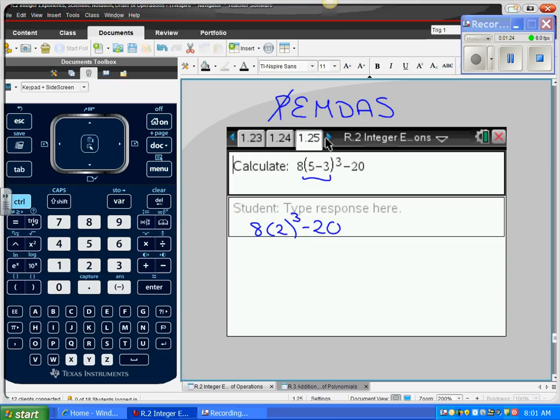Okay, so that takes care of my parentheses. Moving on to my exponents, I have one right here. So we need to calculate 2 to the 3rd power, which we know is 8. All right, so now we skip to multiplication and division. Which one do we have? We have multiplication. So 8 times 8 is 64. And last but not least, addition and subtraction, which is going to give us a value of 44. So that's how we use order of operations. We just go down the list, check one thing off at a time, and wind up with our final solution.